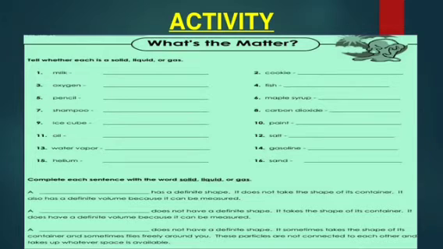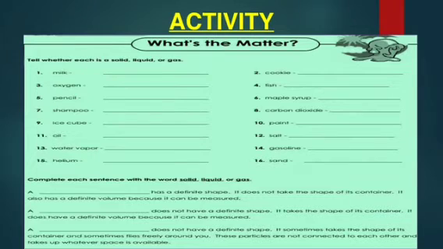First one, a dash has a definite shape. It does not take the shape of its container. It also has a definite volume because it can be measured. Second one, a dash does not have a definite shape. It takes the shape of its container. It does have a definite volume because it can be measured.